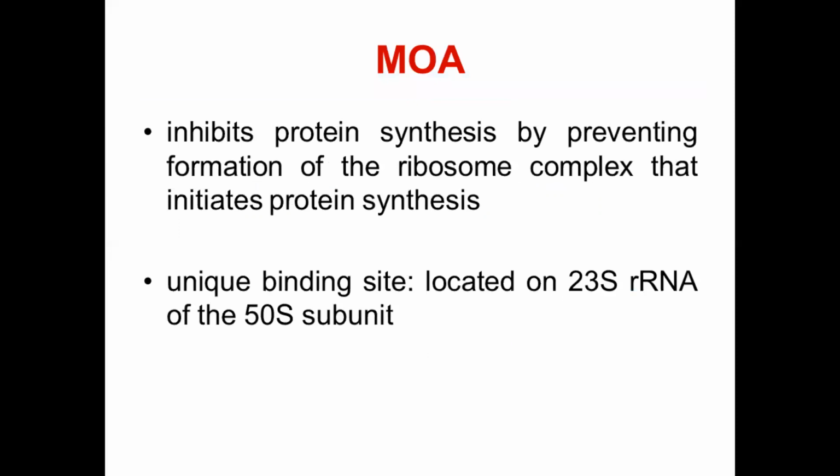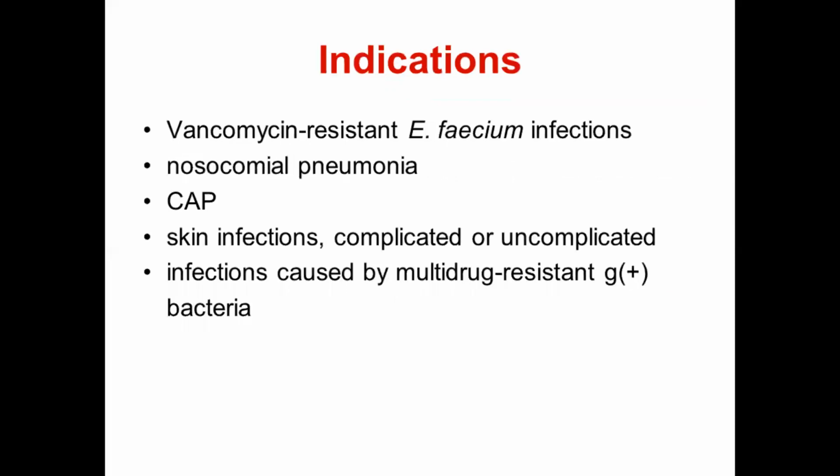So this one, unlike other drugs, has a unique binding site. It is located at the 23S of the 50S. So it is still the 50S, but it has a particular binding site, the 23S. So usually, linezolid is given to patients with vancomycin resistance, no?